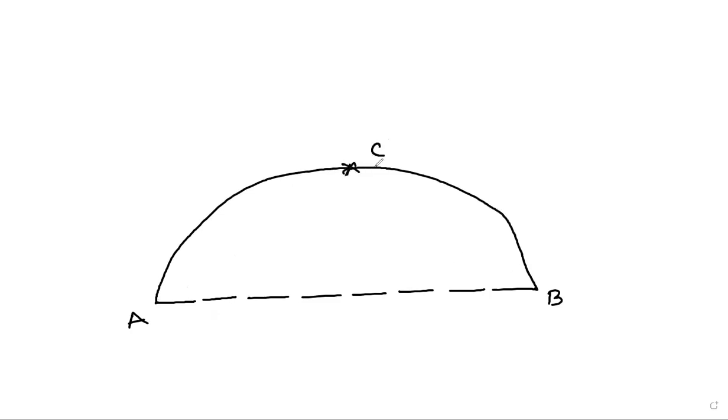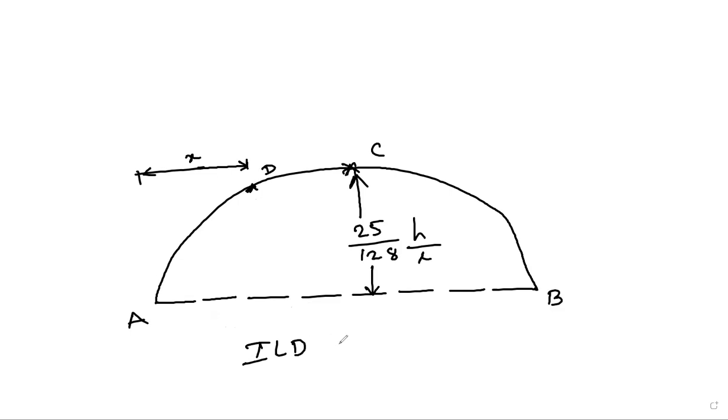So at C, the ordinate of H is 25 by 128 L by h. This is at D, where we have taken the X, right? So this is called the ILD for horizontal thrust.